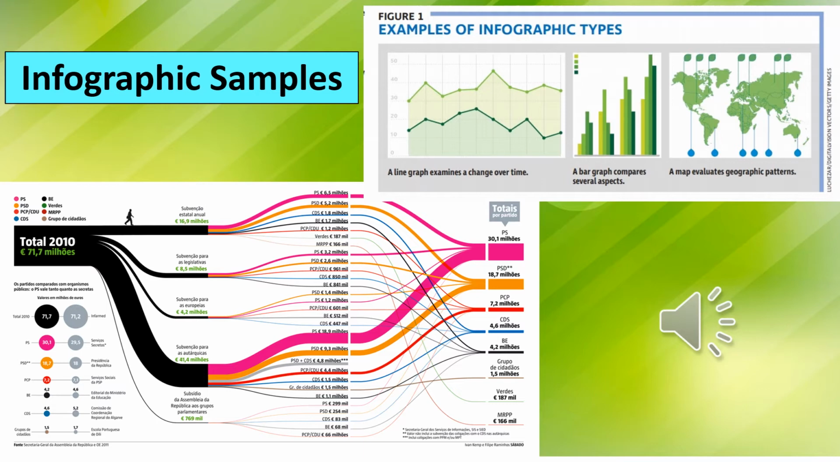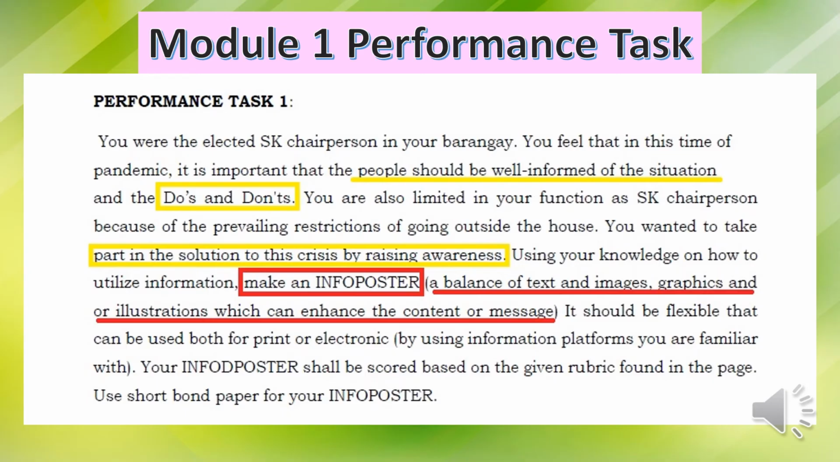sa atong material. Moving on, let's talk about the performance task of Module 1. So it is clearly stated there the things that you're going to do for your performance task 1, that is making an info poster. Even the meaning of info poster is written in the module. That is a balance of text and images, graphics, or illustrations which can enhance the content or message. And what is the content of your info poster?